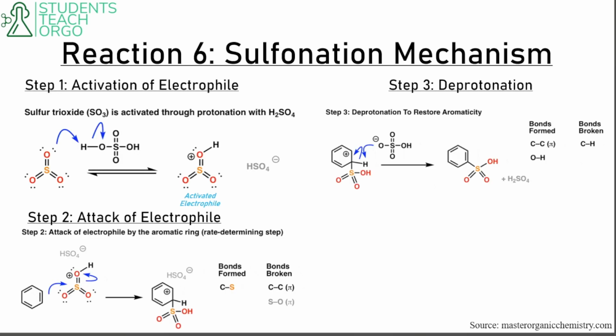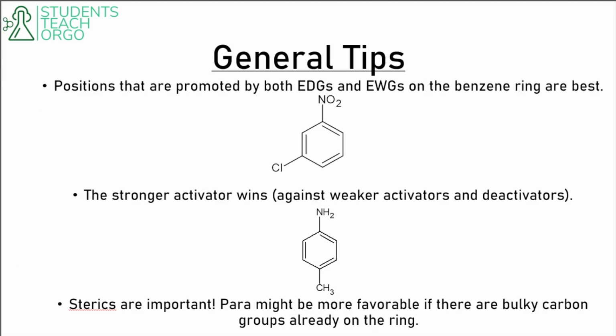All right, let's do a sulfonation mechanism quickly. So you have this beautiful sulfur trioxide, and it's going to be activated through this protonation. You're going to get this beautiful activated electrophile. Once again, the benzene's going to attack. You're going to form this complex, and you're going to deprotonate to restore aromaticity. Not sure if that's a mechanism you need to know, but it's always nice to have.